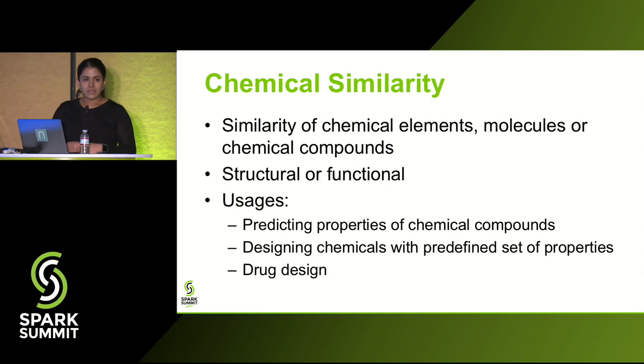You might wonder why this is useful. This has varied use cases, including predicting the chemical properties of certain compounds. If you know chemical A and chemical B are similar, and you know the characteristics of A, you can predict something about another drug. Or designing chemicals with a predefined set of properties. Today we're constantly finding new medications, new cures, new compounds to do a lot of things for us, so this is very useful in understanding how drugs relate to each other, and in drug design.